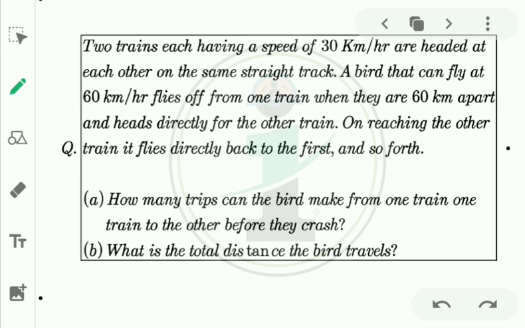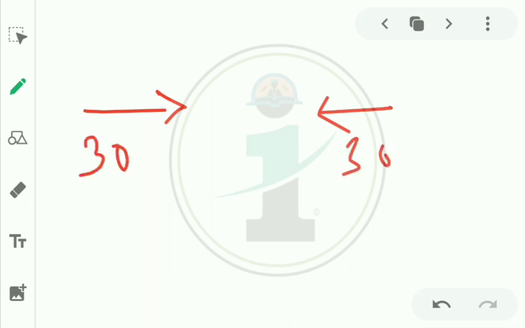So the first question is, how many trips can the bird make from one train to the other before they crash? And the second question is, what is the total distance the bird travels? To solve this question, we will use the relative velocity method. As these two trains are moving in opposite directions with the same velocity, that is given as 30 and 30, and the bird can fly with speed 60 kilometer per hour.